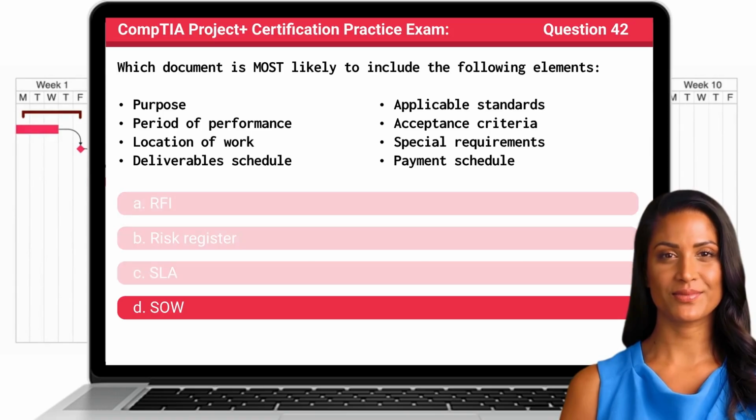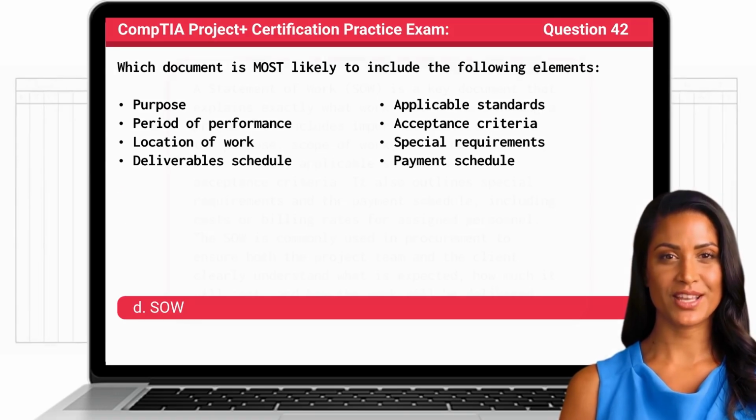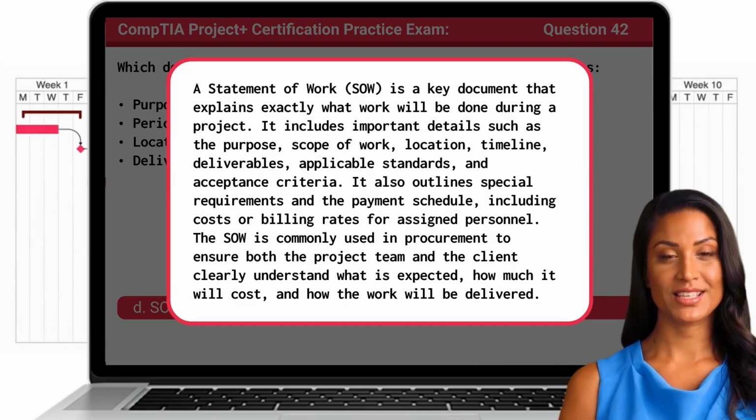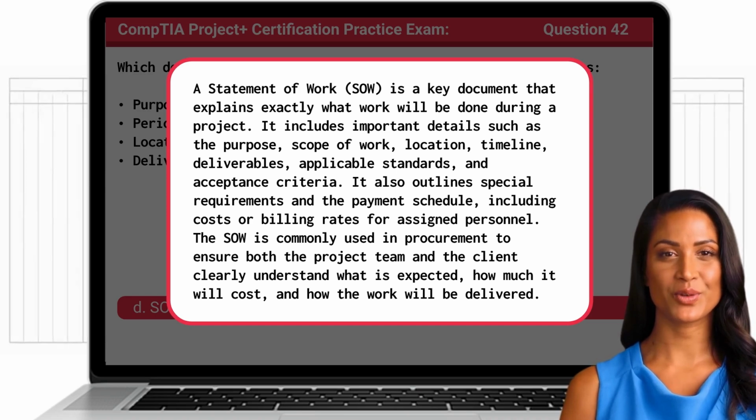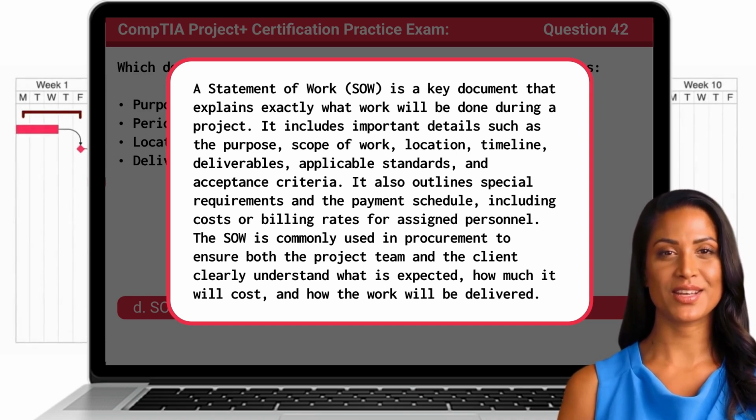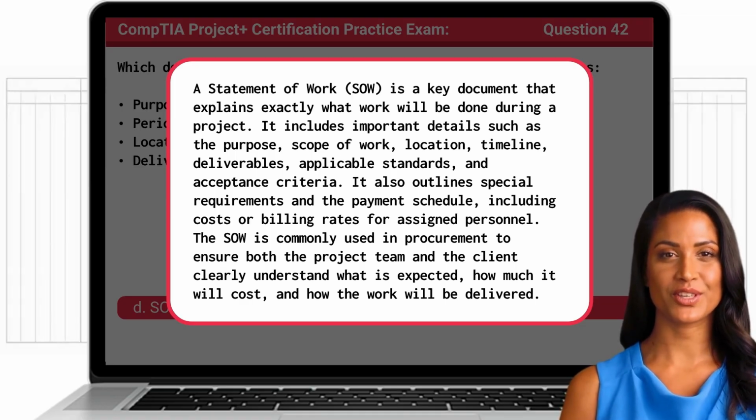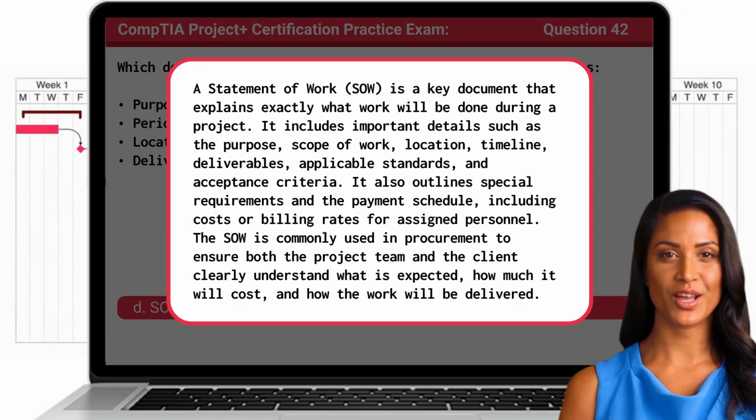The answer is D. SOW. A statement of work, or SOW, is a key document that explains exactly what work will be done during a project. It includes important details such as the purpose, scope of work, location, timeline, deliverables, applicable standards, and acceptance criteria. It also outlines special requirements and the payment schedule, including costs or billing rates for assigned personnel. The SOW is commonly used in procurement to ensure both the project team and the client clearly understand what is expected, how much it will cost, and how the work will be delivered.